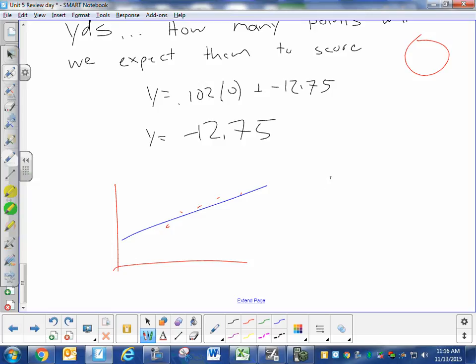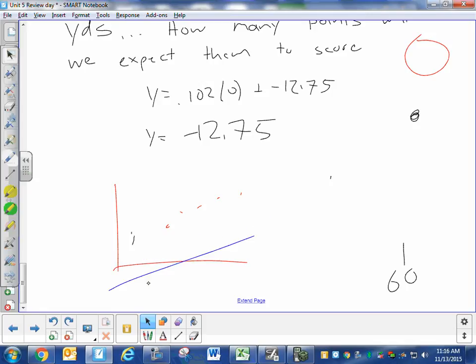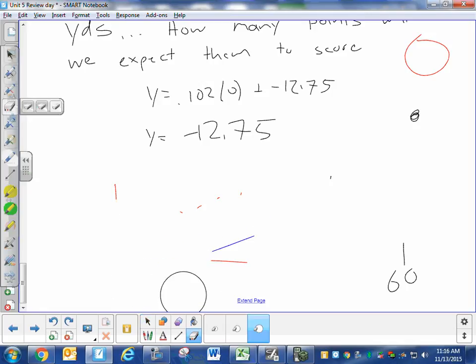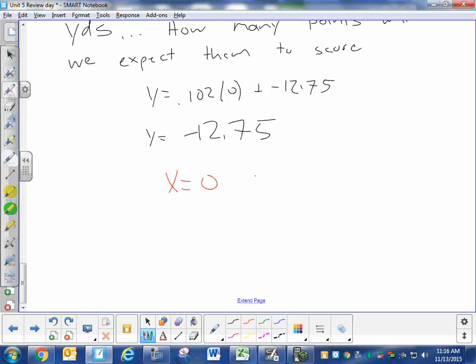Because just like the heights and the ages, we can't say that somebody who's 60 years old is super, super tall, because that's way outside of the range. And we can't say that you're going to score negative 12 points, because that's way, way outside of the range, okay? So this is why we're careful with our prediction models. However, this is what we consider the Y-intercept. It's the Y-intercept when X is 0. This is what you could expect if your prediction model could be used, okay?